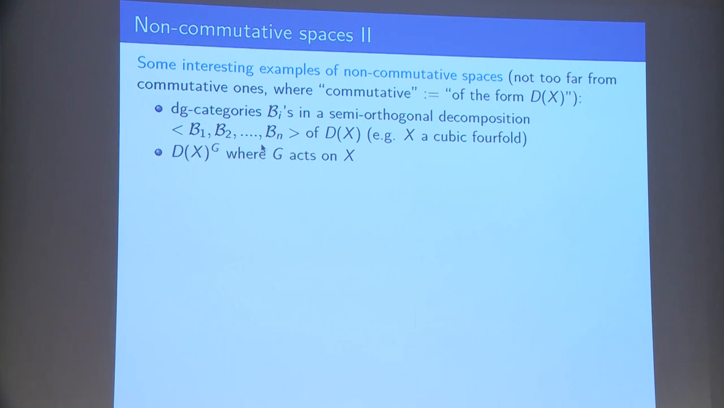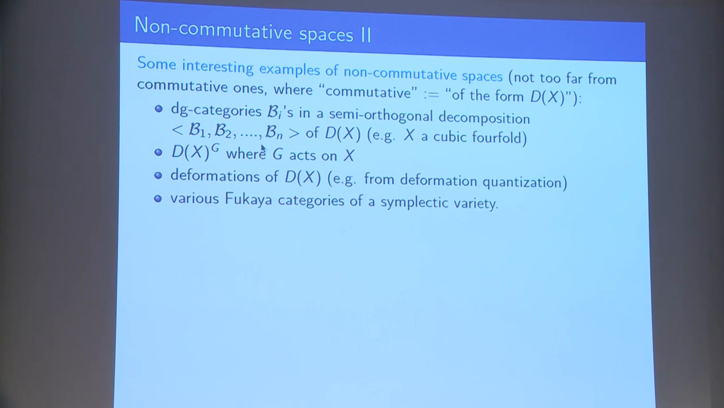Or you can take the equivariant derived category, where G is, say, an algebraic group acting on X. You can also take deformations coming, for example, from deformation quantization of D(X), and these deformations are not usually of the type D of a variety. And of course, you have all the Fukaya categories.